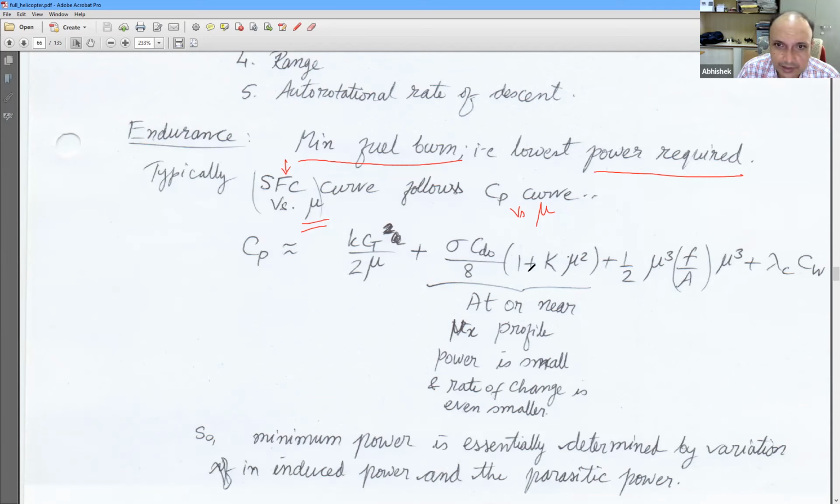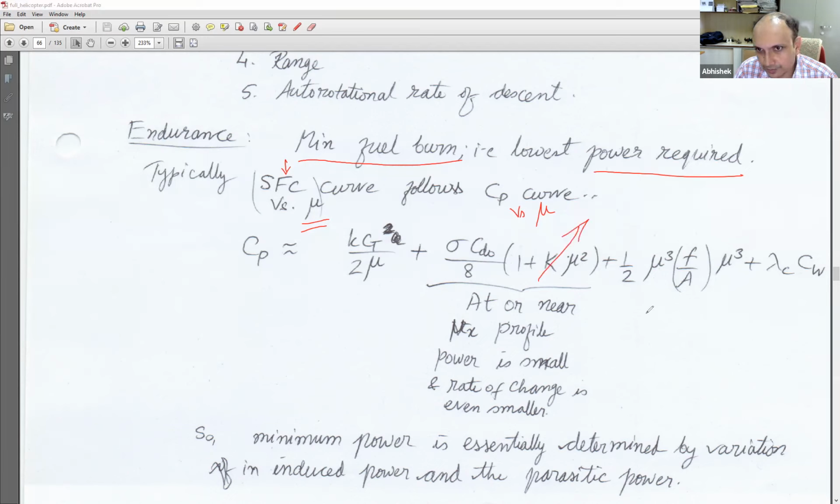So at the kind of speeds we look at for the best endurance scenario, my profile power is not very high. So we'll say the contribution of profile power may not be very high at this best endurance flight condition. Let me ignore this to make my life easier. I'm not saying that in a normal scenario I'll do this, but only for analytical purposes I am making this kind of assumption. And of course, there is no climb here. So if I'm just doing steady level flight, I'll only be left with these two terms.